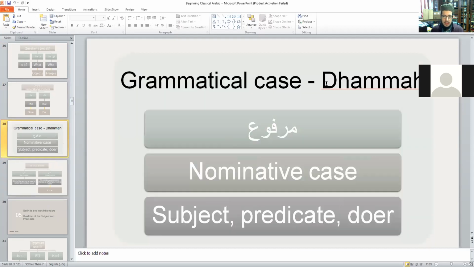Here's another. If we're zeroing in on this particular case, it's called marfu' in Arabic. It's called the nominative case in English. It's represented by a dhamma. Allahu ahadun. And we use it for the subject, Allahu, the predicate, ahadun, or the doer in a verbal sentence, which we haven't gotten to yet.